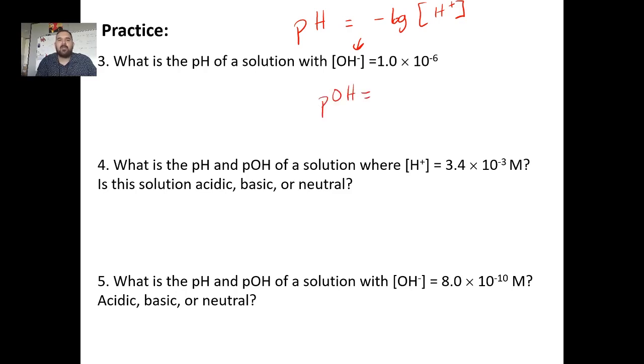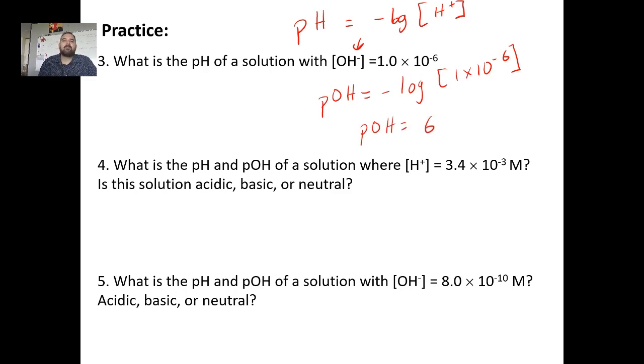To calculate pOH, what's our formula? Negative log, then use the OH. Negative log of our OH concentration, which is 1 times 10 to the power of minus 6. So plug this into your calculator. All right, so our pOH is equal to what? 6. Our pOH is equal to 6.